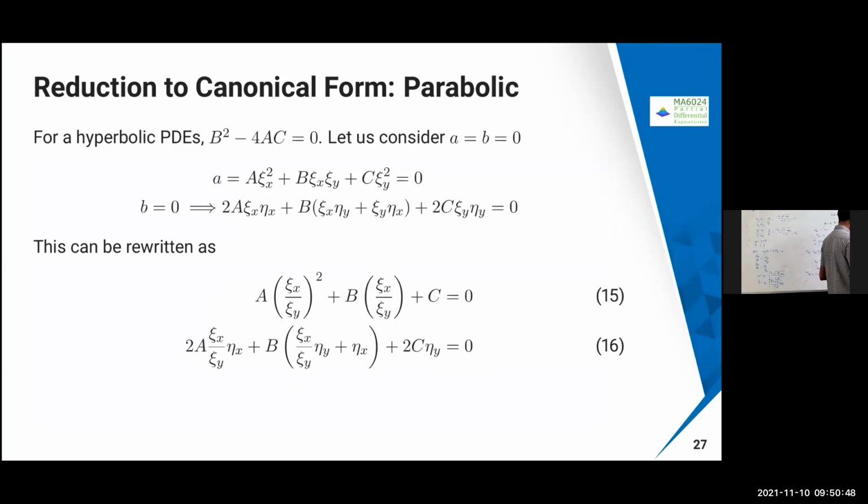So this one I can write, taking only the first equation, by dividing by chi y square. You are going to get a into chi x by chi y whole square plus b into chi x by chi y plus c is going to come. And for the second one, again you are dividing by chi y, so you are going to get 2a chi x by chi y into eta x plus the remaining term is going to come.